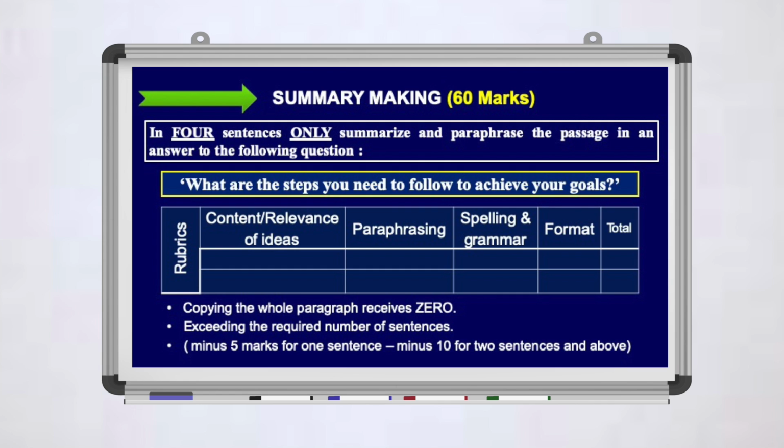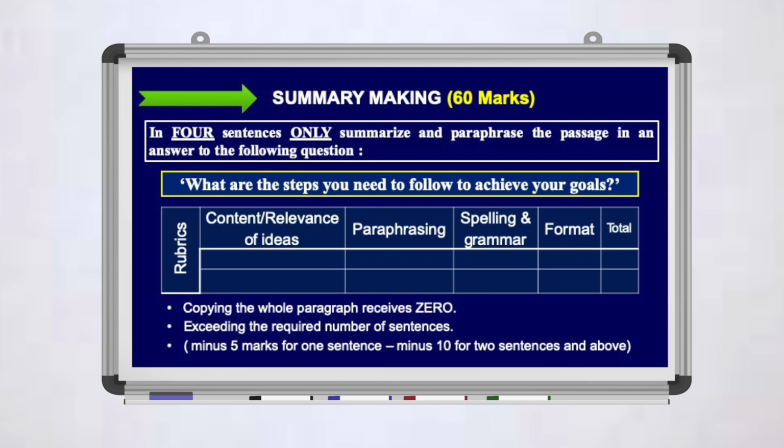So here is a question for a summary making. In 4 sentences only, summarize and paraphrase the passage in an answer to the following question. What are the steps you need to follow to achieve your goals? Before we do that, you can see there is a rubric right there. This rubric will help you understand what we want from you and how to get the best grade possible in the summary.